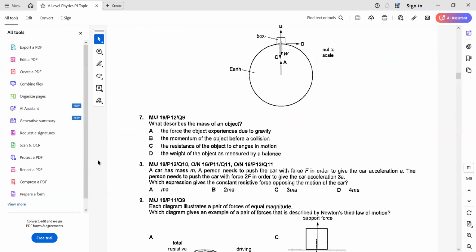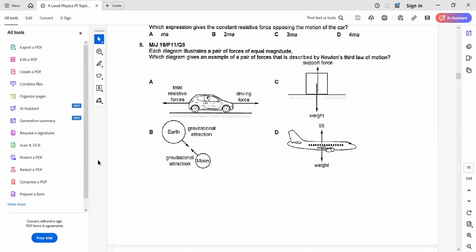Good job. Then question 9. So for question 9, it says that each diagram illustrates a pair of forces of equal magnitude. Okay, equal magnitude. Which diagram gives an example of a pair of forces that is described by Newton's third law?